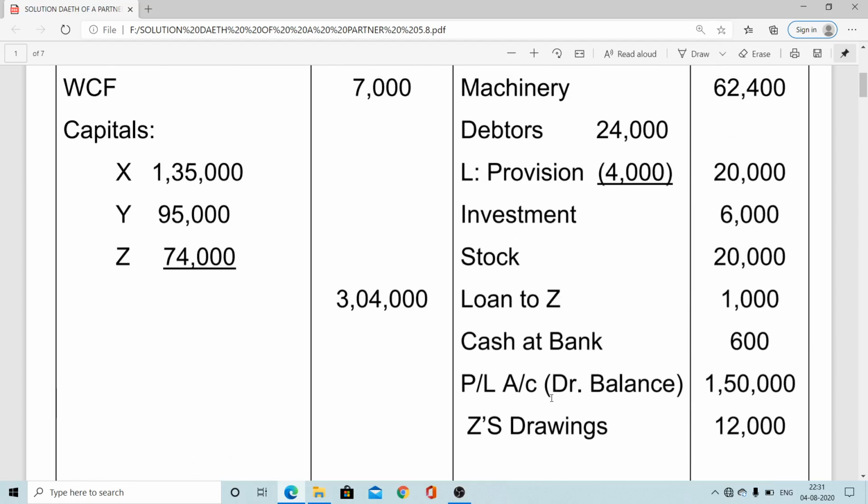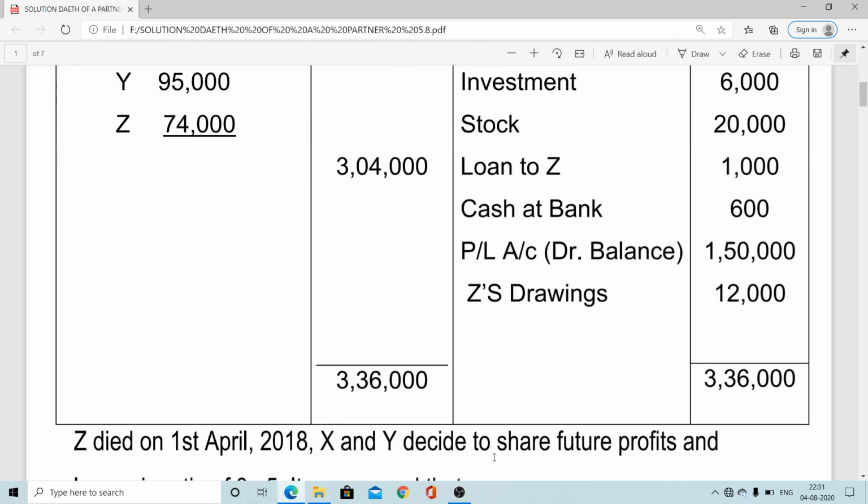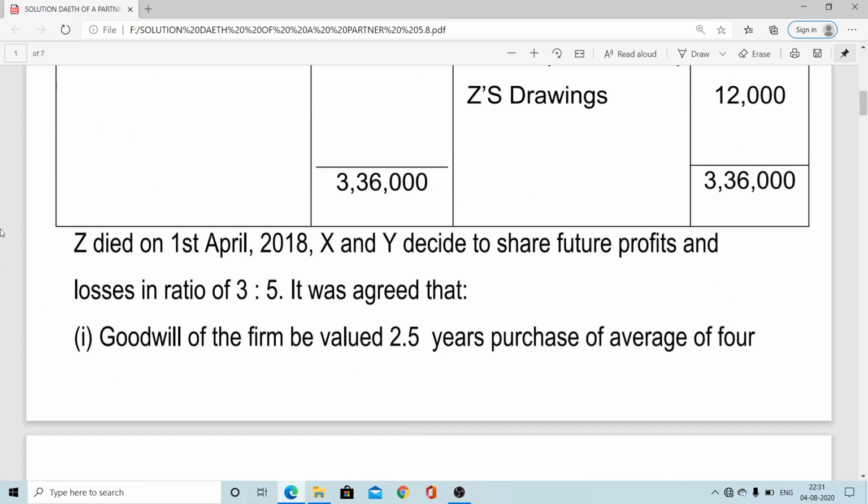Now let's see which partner is going to die, which partner died here. Yes, Z, the third partner, died here. So there are a lot of problems related to Z. Again Z died here.